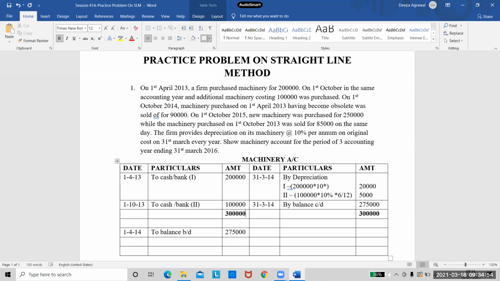Right? So I took the balance. Now, what am I doing in the second year? See, my second year starts from 1st April 2014. It ends on 31st March 2015. So within 31st March 2015, did I do something?